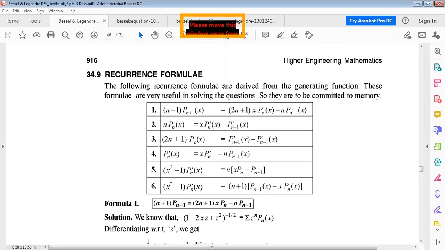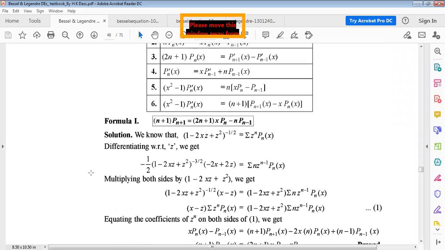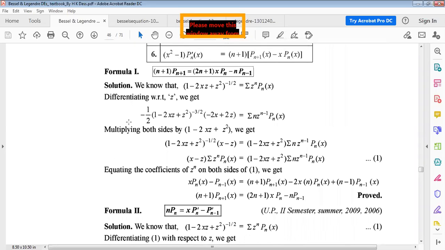First 1, 2, 3, 4, these 4 relations are important for you. Actually I am discussing the first relation. We know that (1 minus 2xz plus z square) to the power minus half equals the summation of z to the power n Pn(x). This is actually the generating function of Legendre polynomial. Okay, this will be the formula.